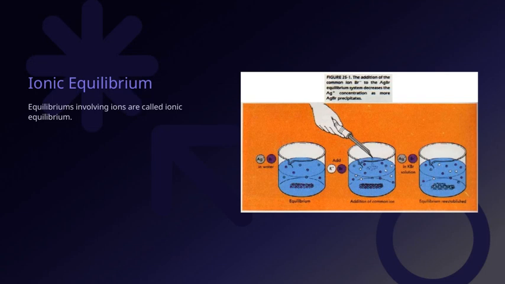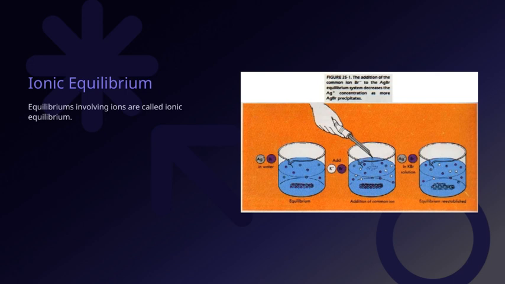Today, we're diving into the concept of ionic equilibrium. Equilibriums involving ions are called ionic equilibrium, and this is a fundamental idea in understanding how ions behave in solutions. When ions are present in a solution, and their reactions reach a state where the forward and reverse reactions occur at the same rate, we say that the system is in equilibrium. This balance is what we refer to as ionic equilibrium.